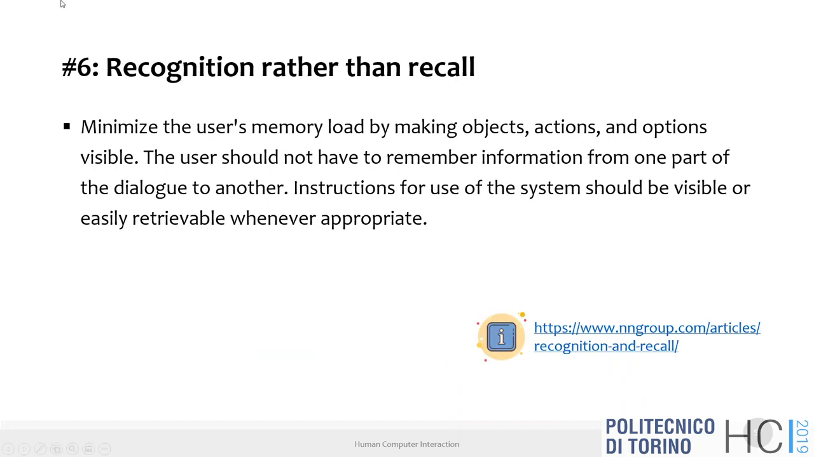Okay. Number 6, another very important one. Recognition rather than recall. Minimizing the user's memory load by making objects, actions, options visible. The user should not have to remember information from one part of the dialogue to another. Instruction for use of the system should be visible or easily retrievable whenever appropriate.